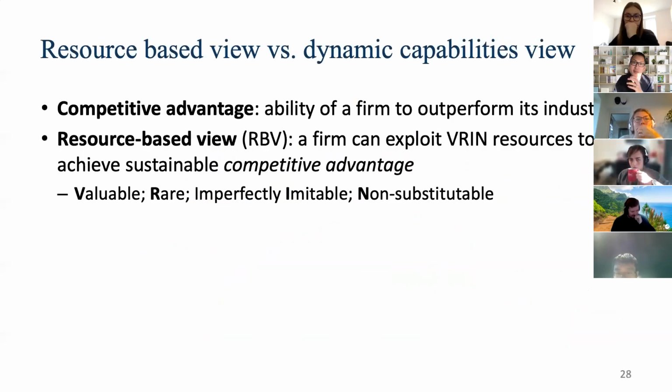So I want to get back to the idea of the resource-based view. We quickly mentioned this resource-based view when we talked about organizational boundaries. The resource-based view, or RBV for short, claims that a firm can exploit VRIN resources, meaning valuable, rare, imperfectly imitable, and non-substitutable. When the firm has this type of resources, it will be able to achieve sustainable competitive advantage. And competitive advantage is the ability of a firm to outperform its industry, right?